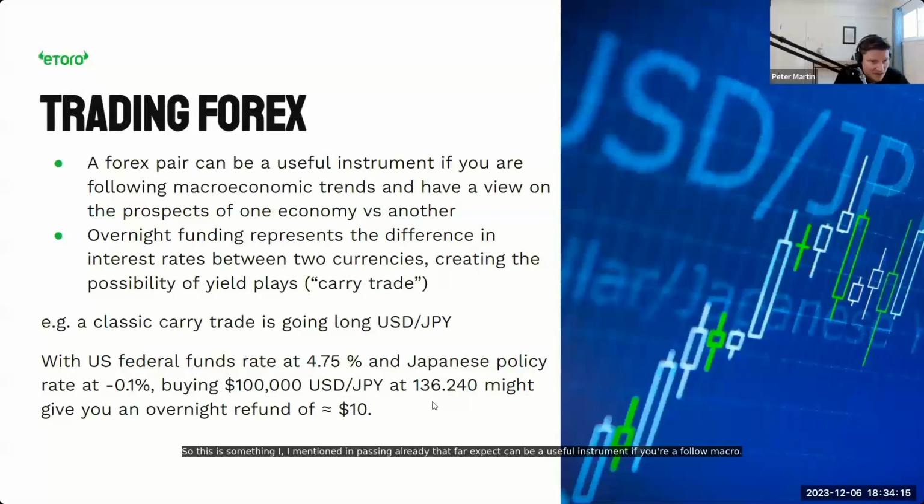So this is something I mentioned in passing already, that a forex pair can be a useful instrument if you are following macroeconomic trends and have a view on the prospect of one economy versus another. It just really dovetails into that very nicely. If you happen to have a view that the US economy is going one way and the Eurozone economy is going the other, then that play would be done very easily by taking a position on euro dollar.